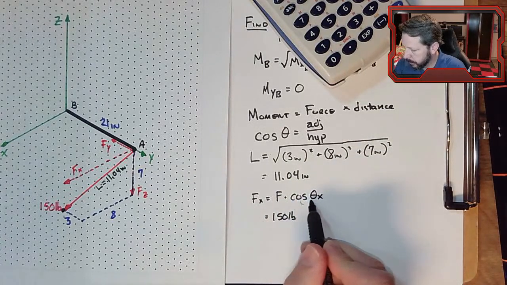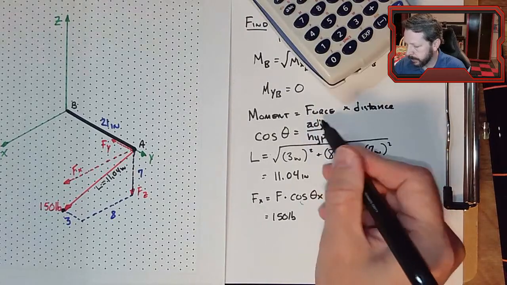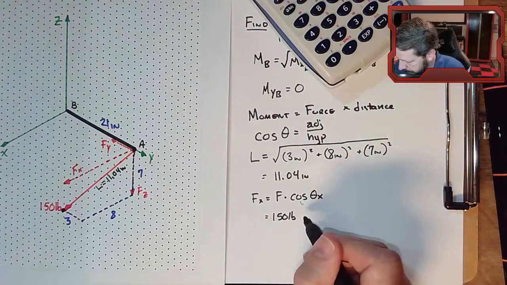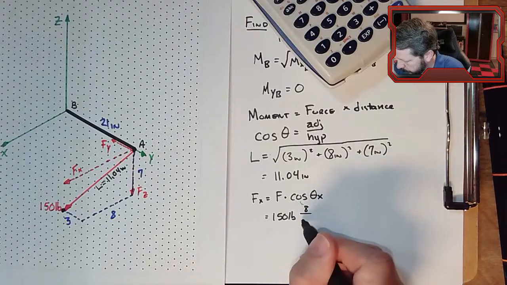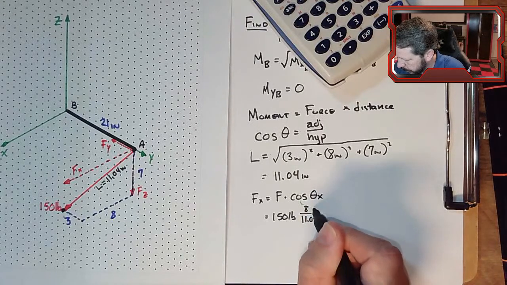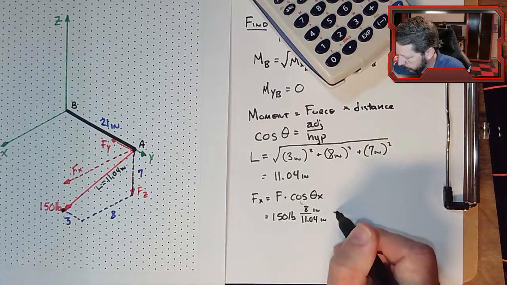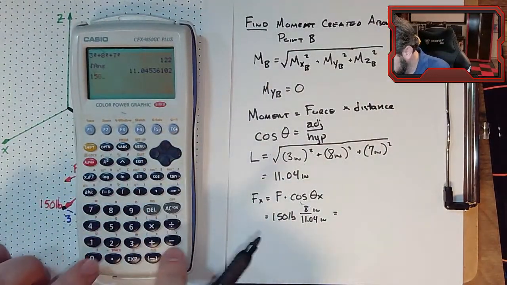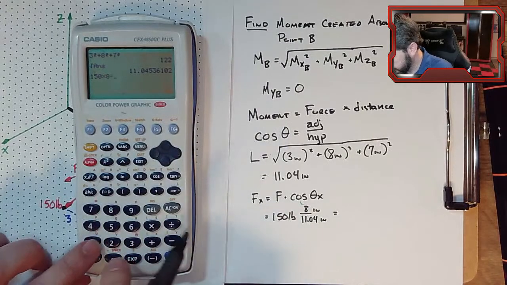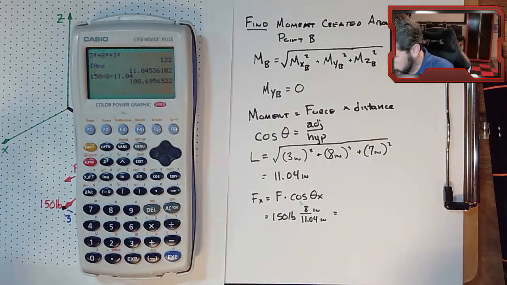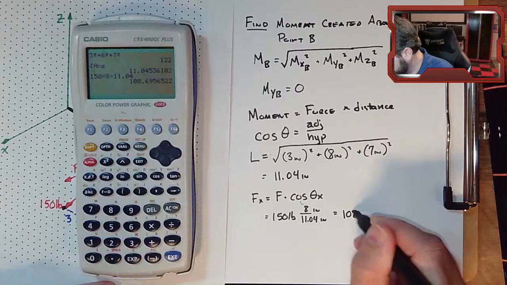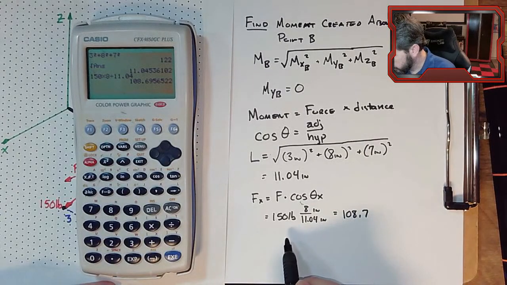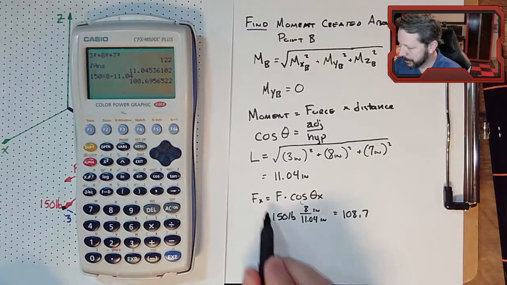We're going to sub in cosine of theta x as the definition of cosine. So adjacent would be 8, hypotenuse would be 11.04. Those are both inches, so they cancel out. And we'll have a value for Fx. It's just 150 times 8 divided by 11.04, 108.7. The units would be, oh, well, hold on. That is just Fx, yes.